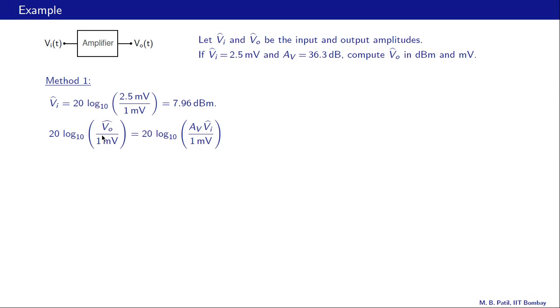Now we know that Vo cap is Av times Vi cap. We can divide both of these by 1 millivolt. Then we can take log to the base 10 and multiply both sides by 20. And then this right hand side can be written as 20 log to the base 10 Av plus 20 log to the base 10 Vi cap divided by 1 millivolt. Basically, this is a product of two numbers. One is Av, the other one is Vi cap by 1 millivolt, and that is how we get this relationship.